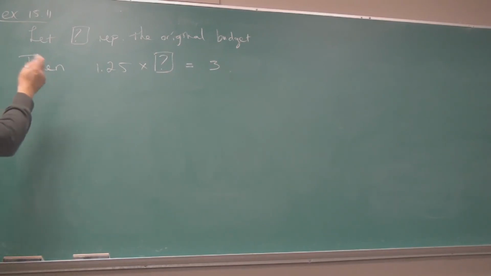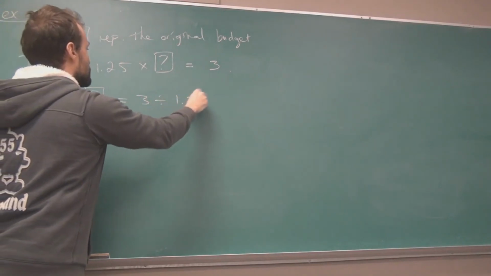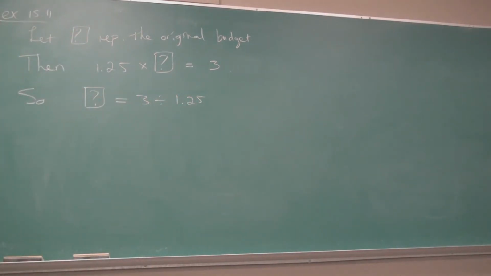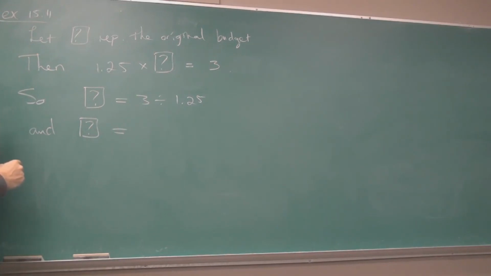So I have a mathematical sentence that is a multiplication sentence that I can rewrite to a division sentence as 3 divided by 1.25. And if you're not sure, take easy numbers. 2 times 3 equals 6. How can I shuffle those things around with a division instead of a multiplication? And my question mark value is therefore, what is 3 divided by 1.25? 2.4.